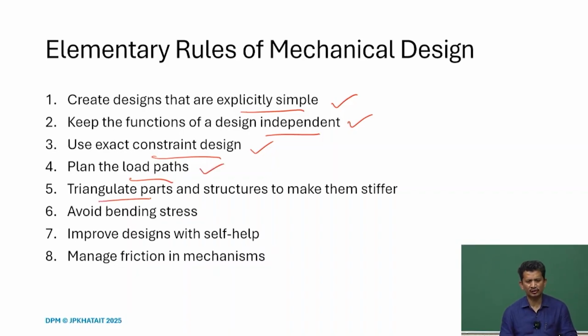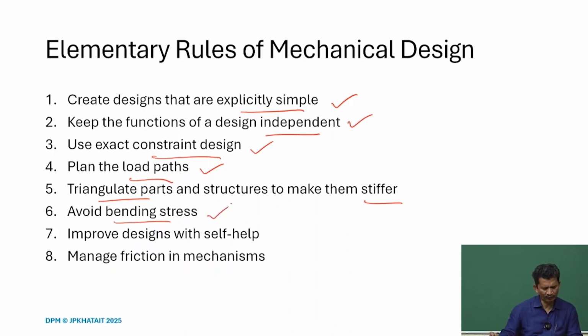Triangulate parts and the structure to make them stiffer. So that's what we see in the bridge design. And when we want to design machines for precision, we really want to have very high stiffness for the frames or the machine bases. So how to design so that we can get a very good rigidity, very good stiffness.